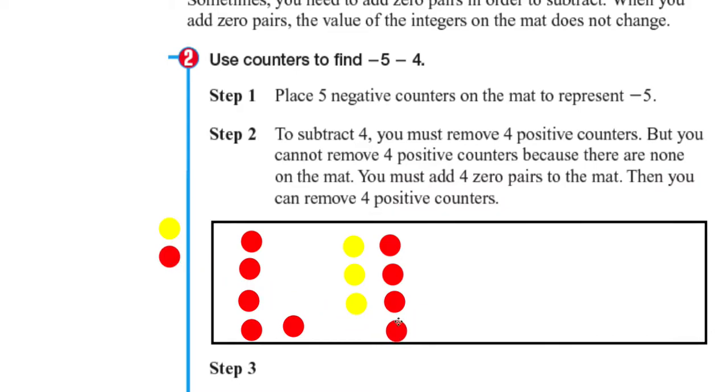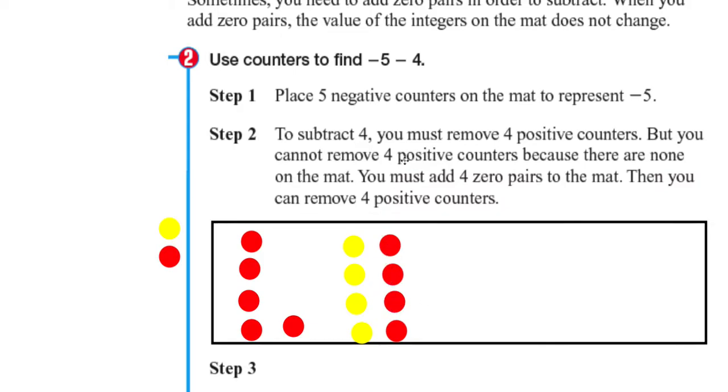Now, why are we adding 4 zero pairs? Because we want to subtract positive 4. And this is the only way we can put 4 positive counters on the mat, by adding a zero pair. Remember, when you add a zero pair, it does not change the value. So these are your 4 zero pairs.